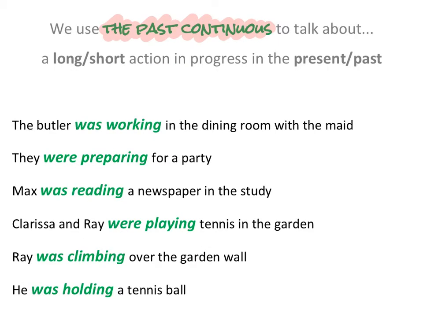When do we use the past continuous? Are they long actions or short actions? Are they happening now or did they happen in the past? All of these actions are long actions which were in progress sometime in the past. The butler isn't working in the dining room now. He was working in the dining room in the past. And he was working in the dining room for a period of time.